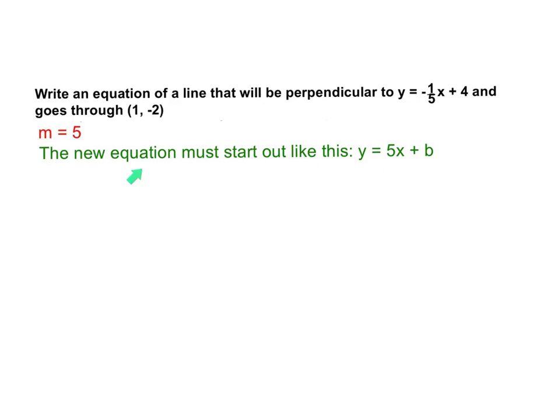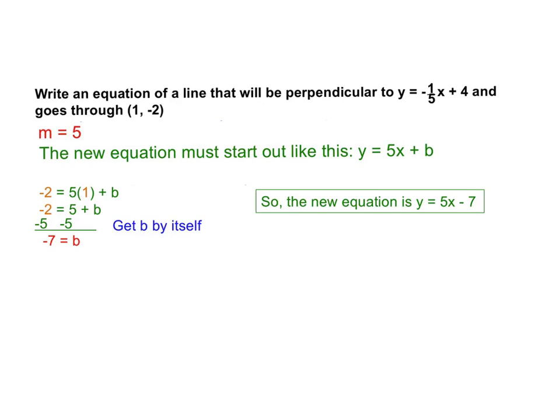Now I'm back to this. I've got a slope and a point. Find the y-intercept. Go. Do that. Here we go. Plug 1 in for x, -2 in for y. Solve that. b equals -7. New equation, y equals 5x minus 7. How many have that correct?